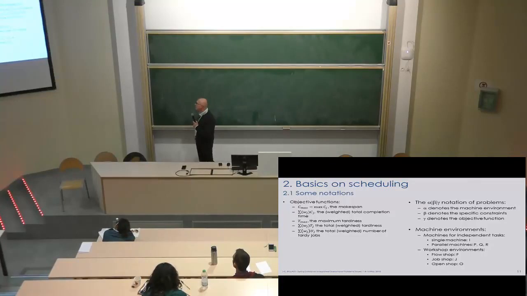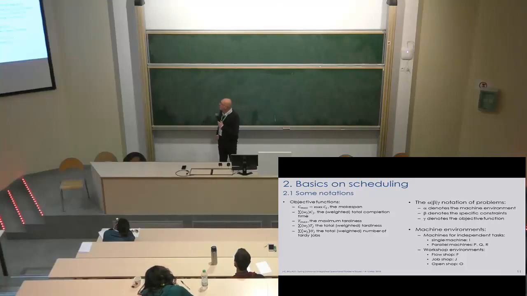First, I distinguish here the machines for independent tasks. So I have jobs to schedule, and the jobs are independent. So single machine when there is only one machine, and parallel machines when there are several machines which can perform a job, but we can choose a machine among the set. P, Q, R means that the machines are identical for P. Q means that the processing time of the job depends on the machine, and R means that the processing time depends both on the job and on the machine.